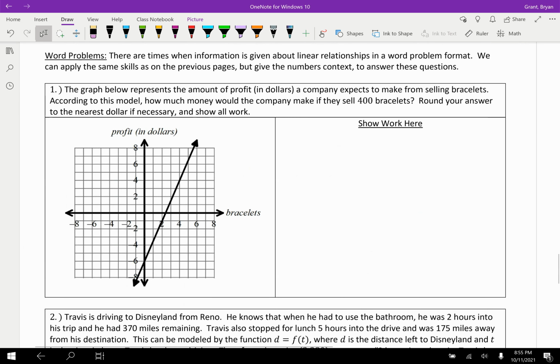We're going to finish with a couple word problems. This is the last way you might see a line presented this semester. So let's begin. Problem 1.